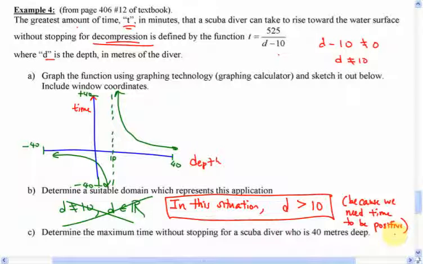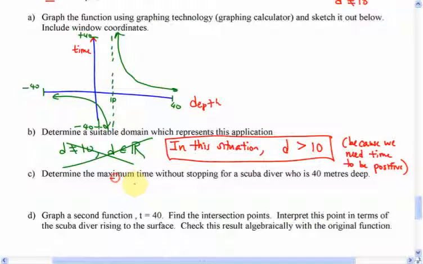All right. Let's do the next one then. How would you do this? Determine the maximum time without stopping for a scuba diver who is 40 meters deep. How do we do that? Yeah, plug in d equals 40. So you can just plug it into the formula if you wish. So t equals 525, and then it's 40 minus 10. That's perfectly fine. But for those of you who have your graphing calculator handy, what could you do instead?